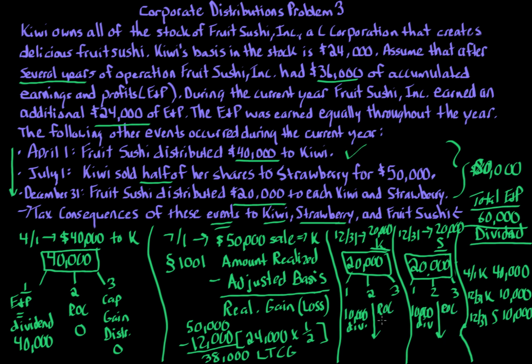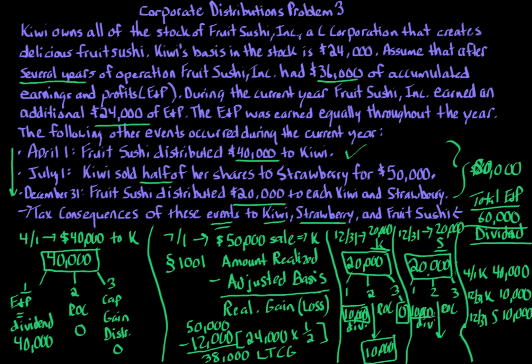For step 2, we look at the basis that K has in her shares, Kiwi has in her shares. Well, remember, since half the shares were sold, there's 24,000 times 1/2, only 12,000 left. But good thing is that 20 minus 10, return of capital is going to be 10,000. There's going to be no capital gain distribution. Number 3 will be 0. So it's a $10,000 return of capital for K and a $10,000 dividend.